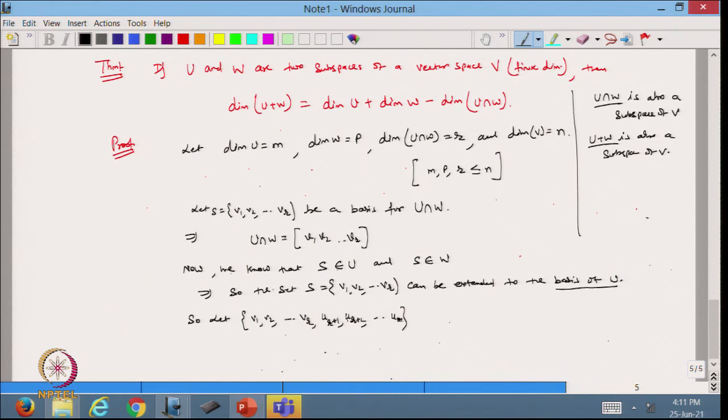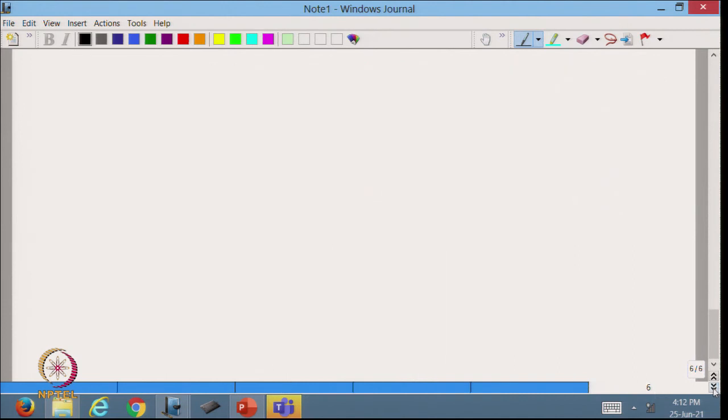So this is a basis for U. Now, since S also belongs to W, which implies, using the extension theorem, we can extend the set S to a basis of the subspace W.